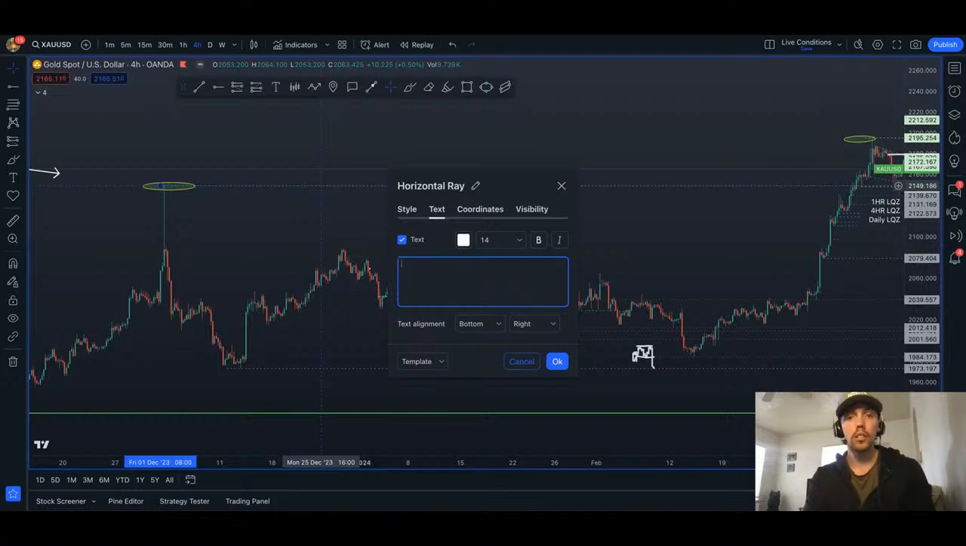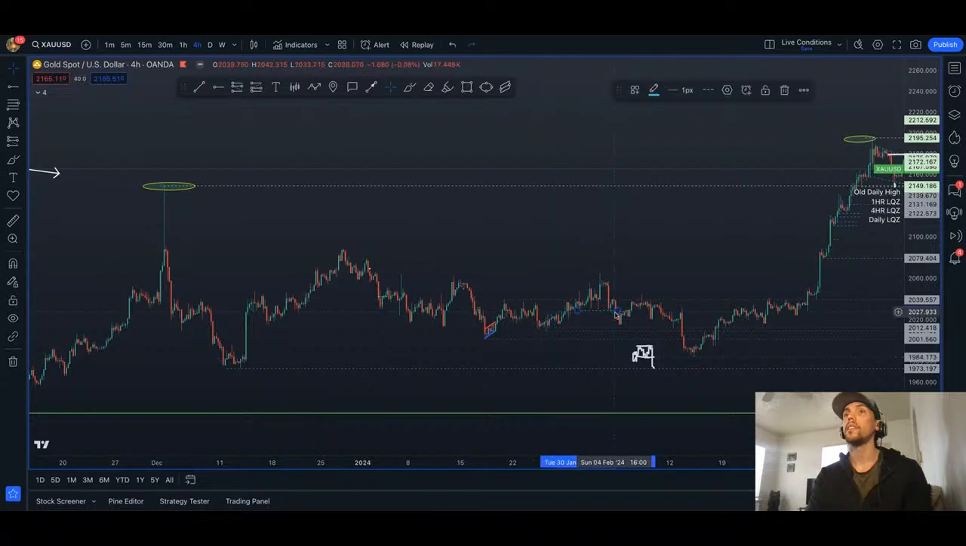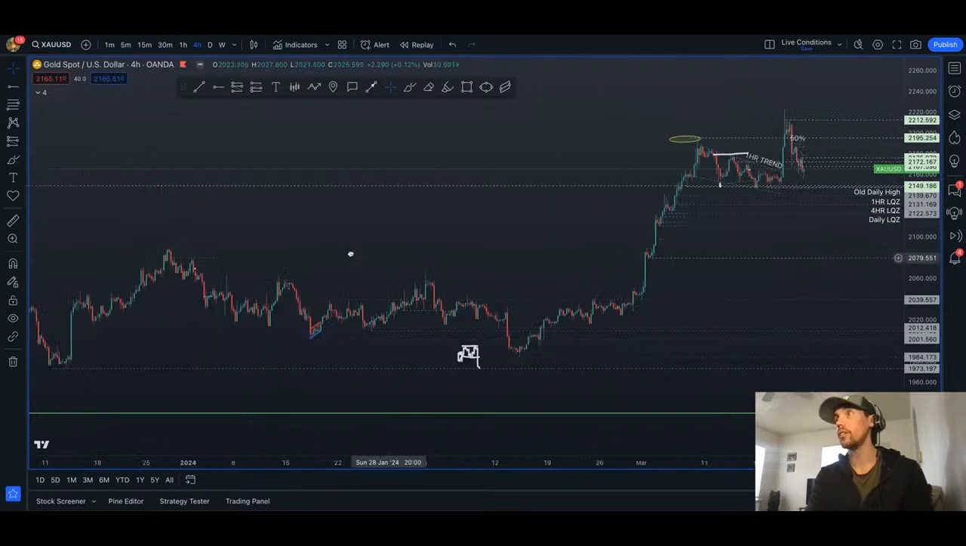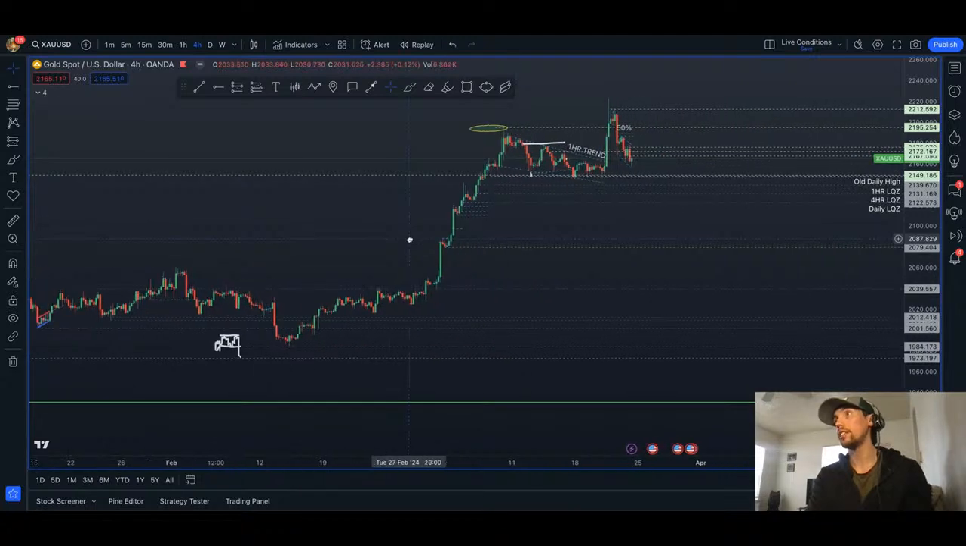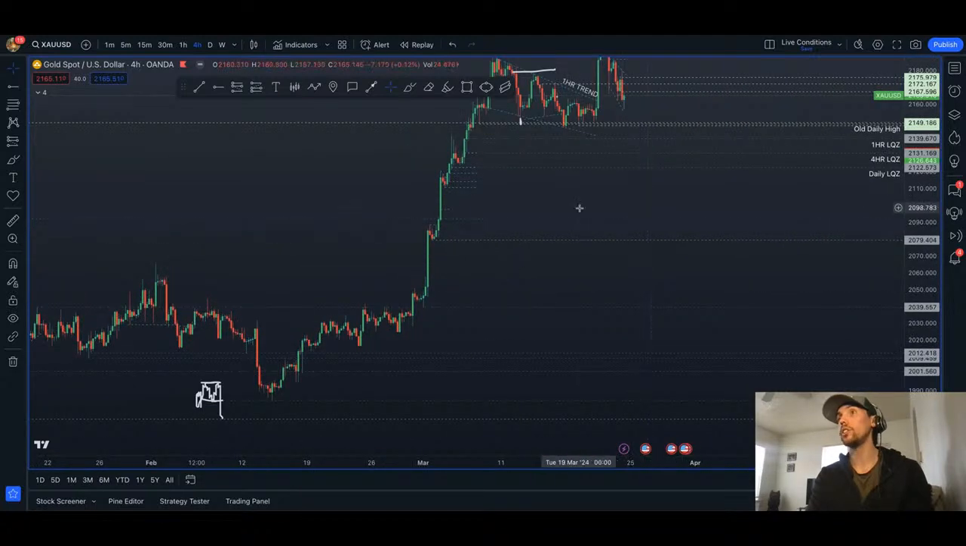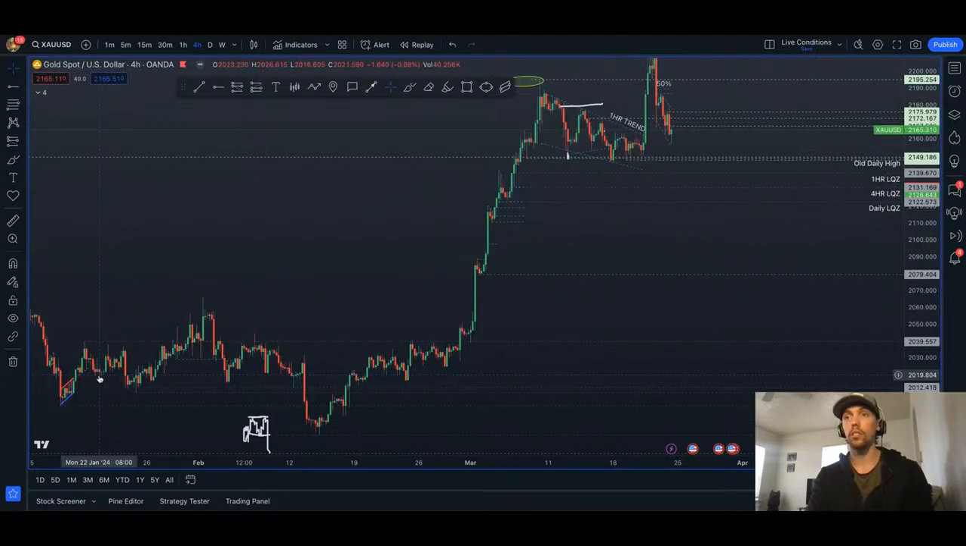This was old daily high. Okay. Let me take this yellow dot off. All right, so check it out. Now that we have our old daily high marked, we can now look over here at gold. Let's take some of this off.